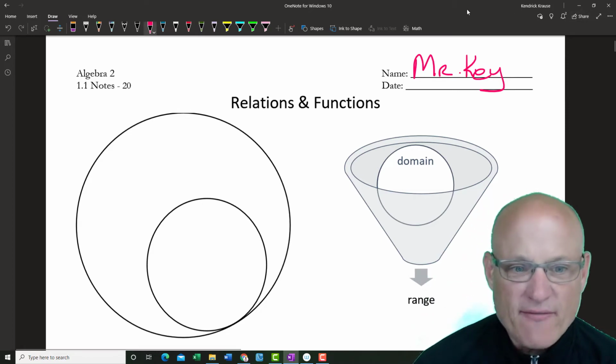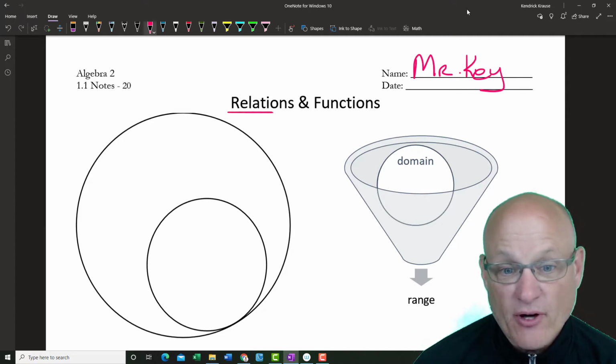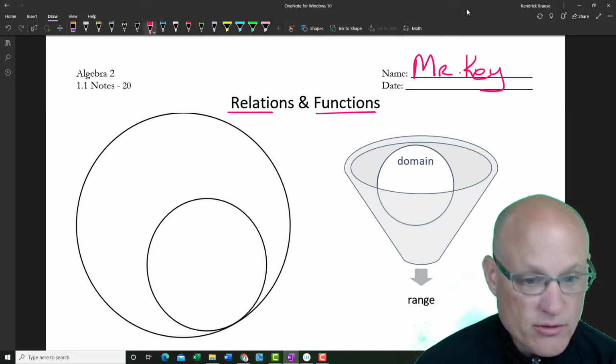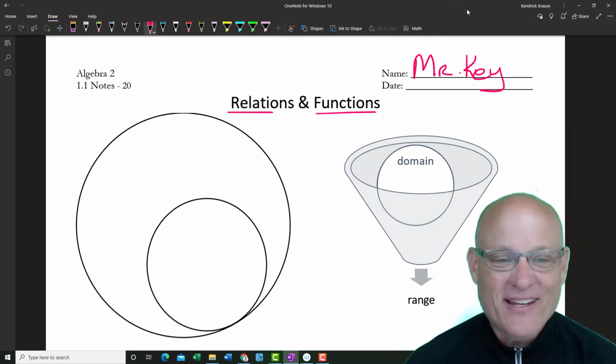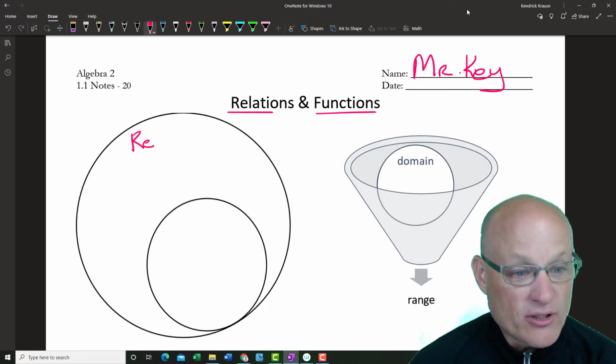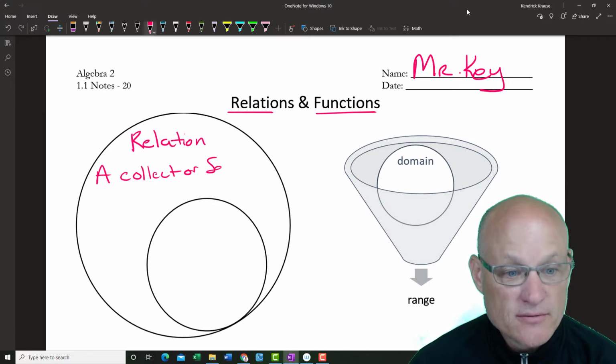All right, so this is just a visual. We're going to talk about relations and functions. Today we're going to talk about relations and functions and what they are. So let's first talk about what a relation is. A relation is very simple. It's not very complicated. A relation is just a collection or set of points.